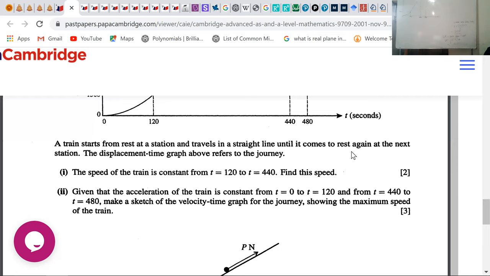Part 2. 120 to 440, yes, you can see it in the graph. Why do you look at it? Look at your own graph. Where it is constant means where it is a straight line.